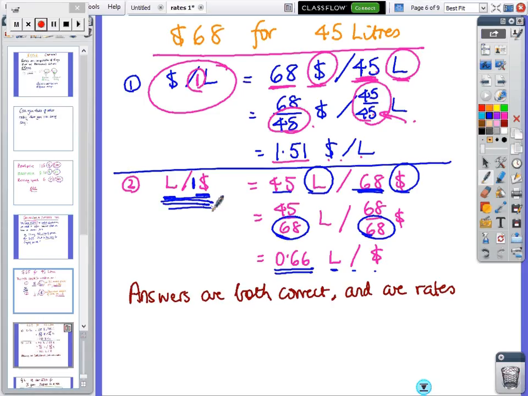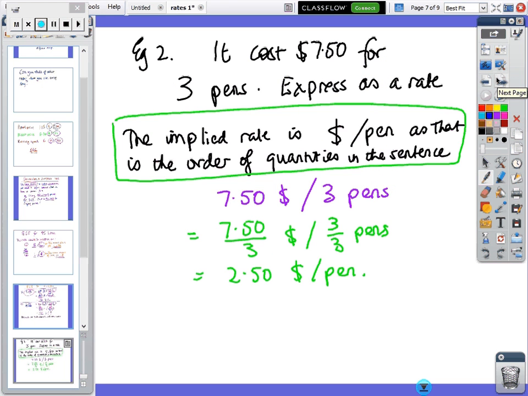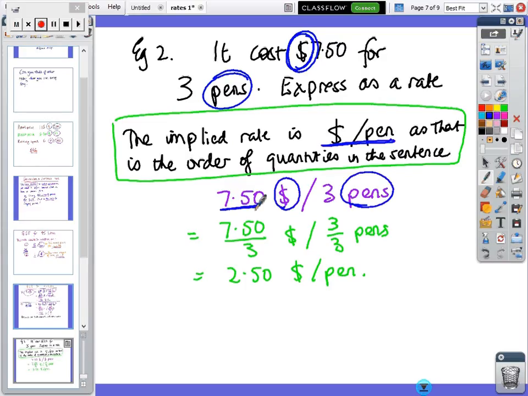Coming across. Example 2, it costs $7.50 for 3 pens. Express this as a rate. The way the question's written, they've got the dollars first and the pens second, so the implication is you put dollars in front of pens. So there's my dollars, there's my pens, $7.50 for 3. To get rid of the 3, we divide by 3 on the right, so we divide by 3 on the left. So we've got $2.50 per pen, and we've got the rate.